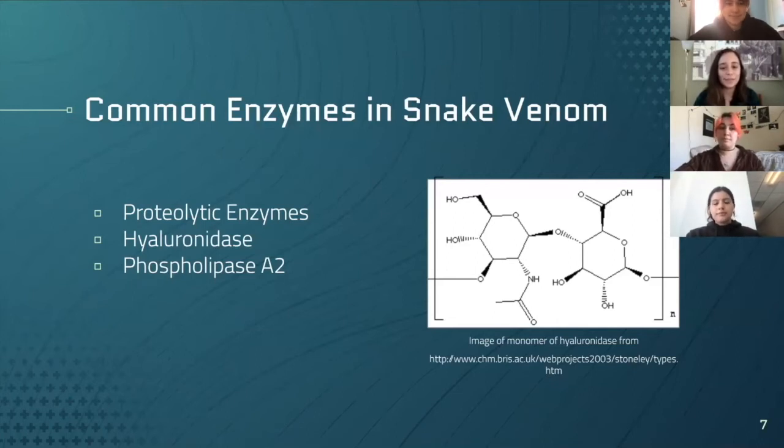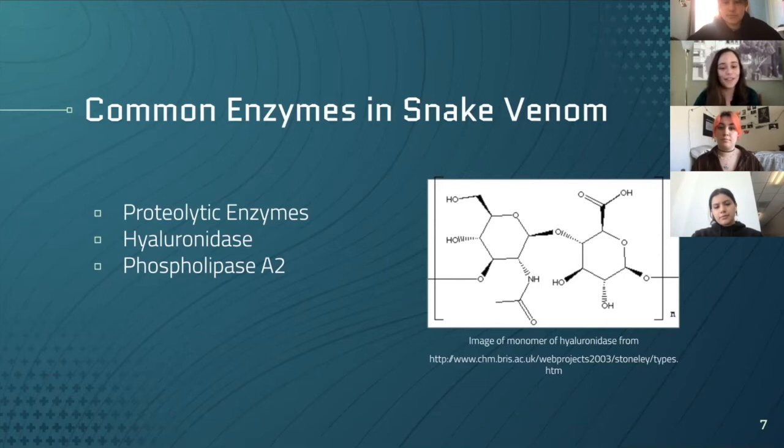One of them is proteolytic enzymes. These catalyze the breakdown of structural components of tissues and are found in all venomous species of snakes. The next one is hyaluronidase. This enhances the diffusion of venom by causing reactions that break down mucopolysaccharide links in connective tissues. The photo on the right shows a depiction of a monomer of hyaluronidase, done in a style similar to line angle structures.